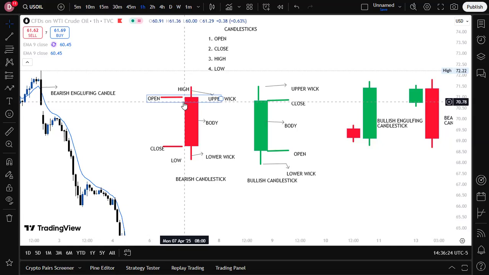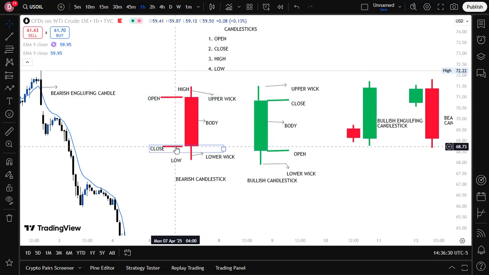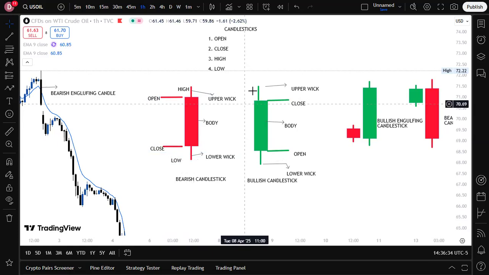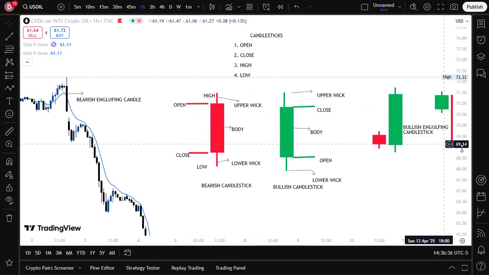Meaning that we went down in price, which is a sell, because we're going down in price. So this was our open. Here was our close. This is the lowest point the price went to. Now, let me just explain something quickly about this candlestick.